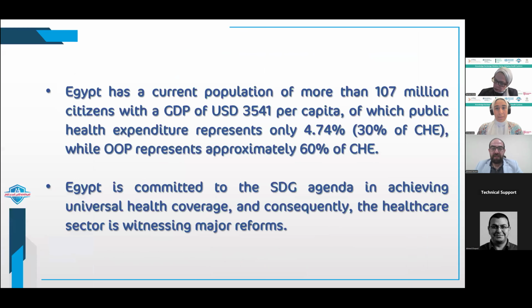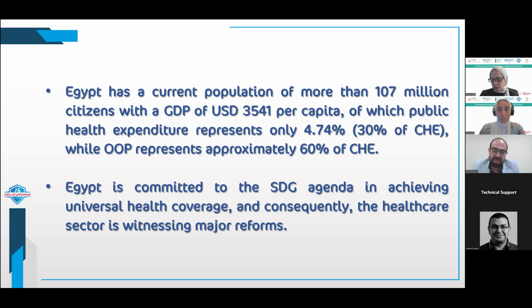So to start off, Egypt currently has a population of more than 107 million citizens. Our GDP per capita is currently 3,541, which makes us a lower middle income country. And of this GDP, public health expenditure represents only 4.74%, which correlates to around 30% of the current health expenditures, while out-of-pocket spending is the leading source of financing health services in Egypt, with more than 60% of the current health expenditures.